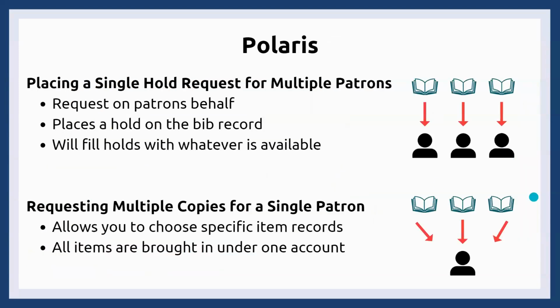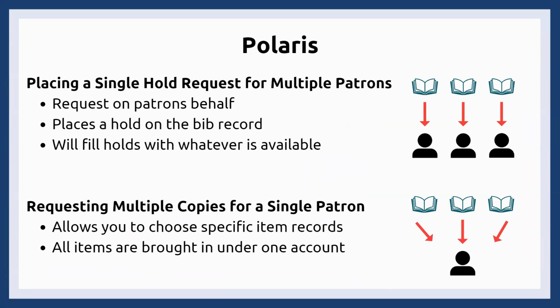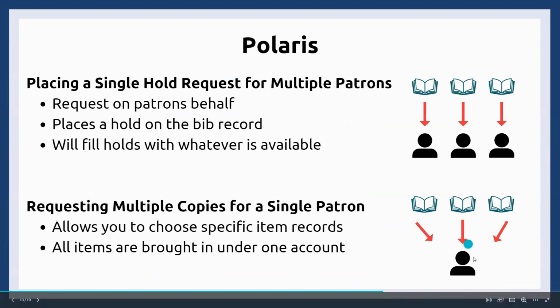So we'll look at that, and then we'll also jump into Polaris and how we can place a single hold request for multiple patrons. This does it on the patron's behalf, and it places the hold on a bib record, so it's going to fill the hold with whatever is available. And then we'll also look at requesting multiple copies of the same book for a single patron. This allows you to choose the specific item record, so you can choose exactly which libraries you are requesting the titles from, and it'll bring it all to a singular account.